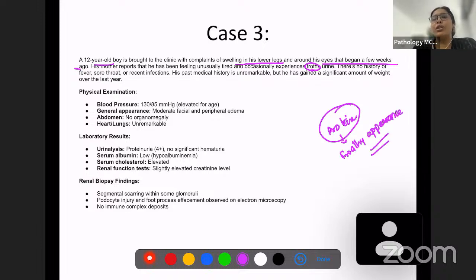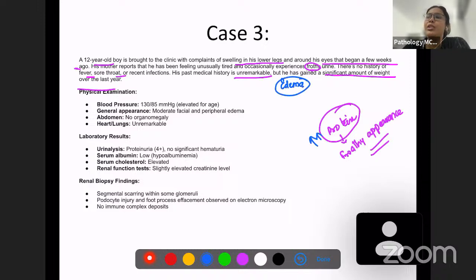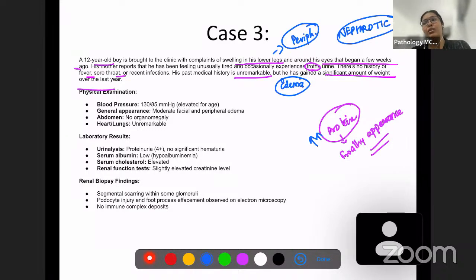Okay, there is no history of fever in this patient. Sore throat is not there. We have ruled out fever and sore throat, so post-streptococcal glomerulonephritis is unlikely. His past history is unremarkable, but he has gained a significant amount of weight over the last year, which means he has edema. He has edema, he has frothy urine, which means increased protein in the urine. He has swelling of lower legs, peripheral edema again. So all suggest a nephrotic syndrome characteristic. This is a nephrotic syndrome.